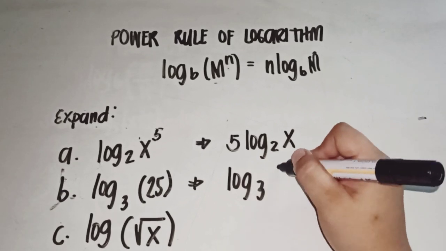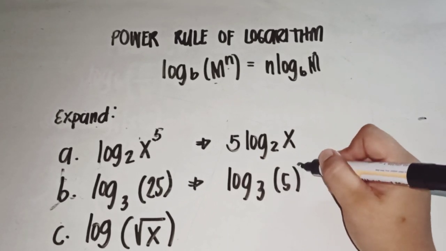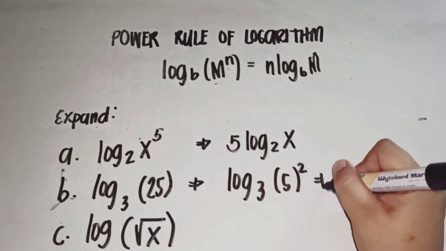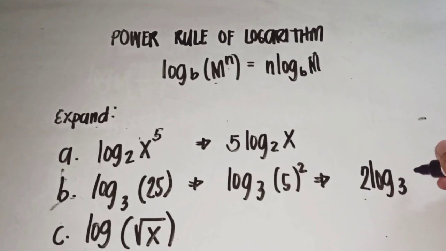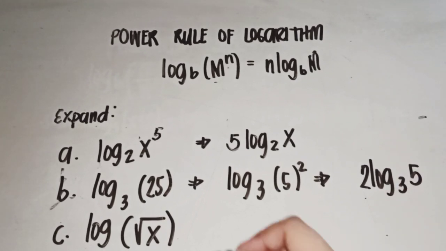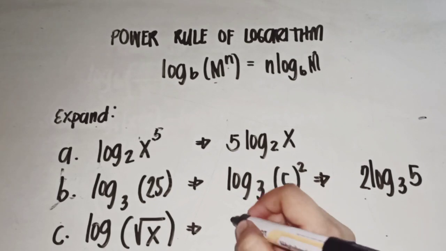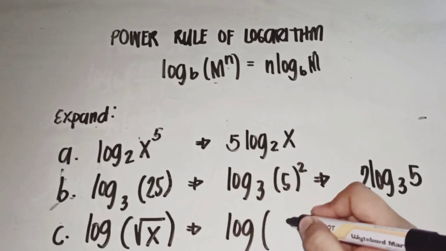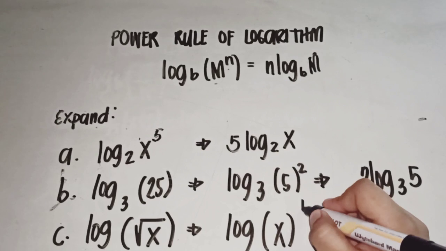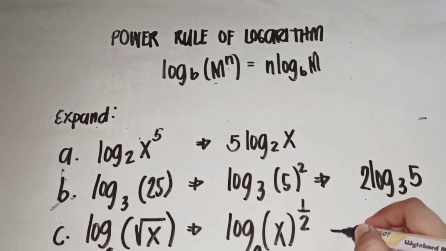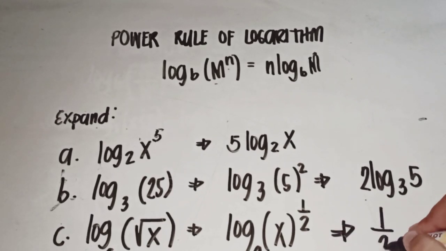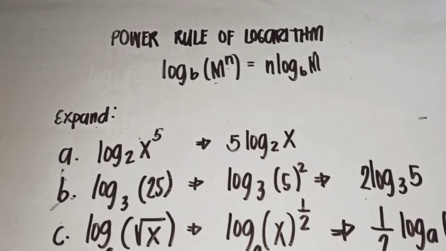Next one, we simplify this. Logarithm base 3 of 5 squared. We bring down the exponent, 2, times logarithm base 3 of 5. Same with this one. Let's simplify this. x raised to 1/2. Let's write 1/2 logarithm base a of x.